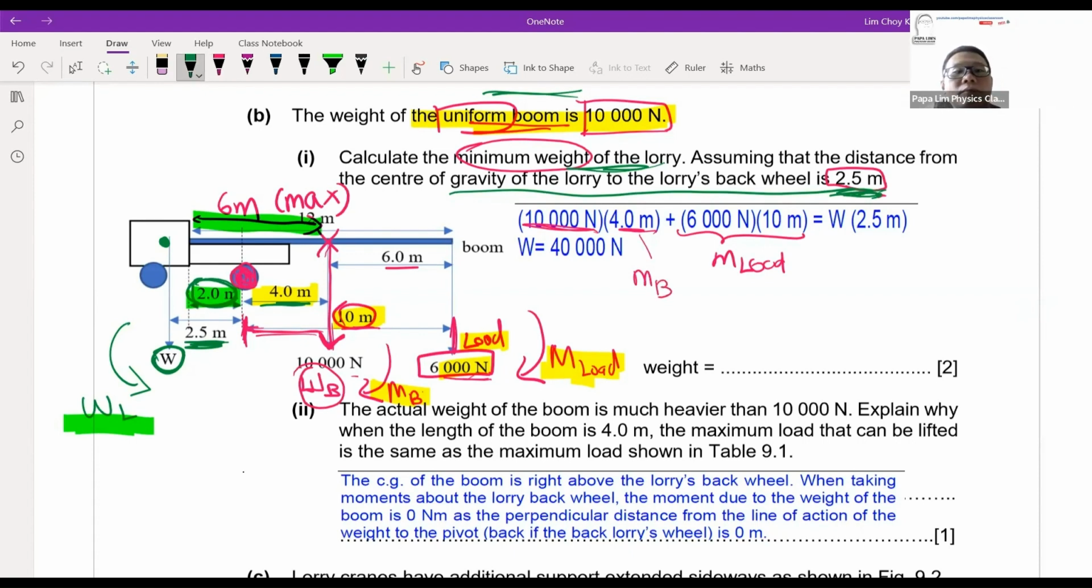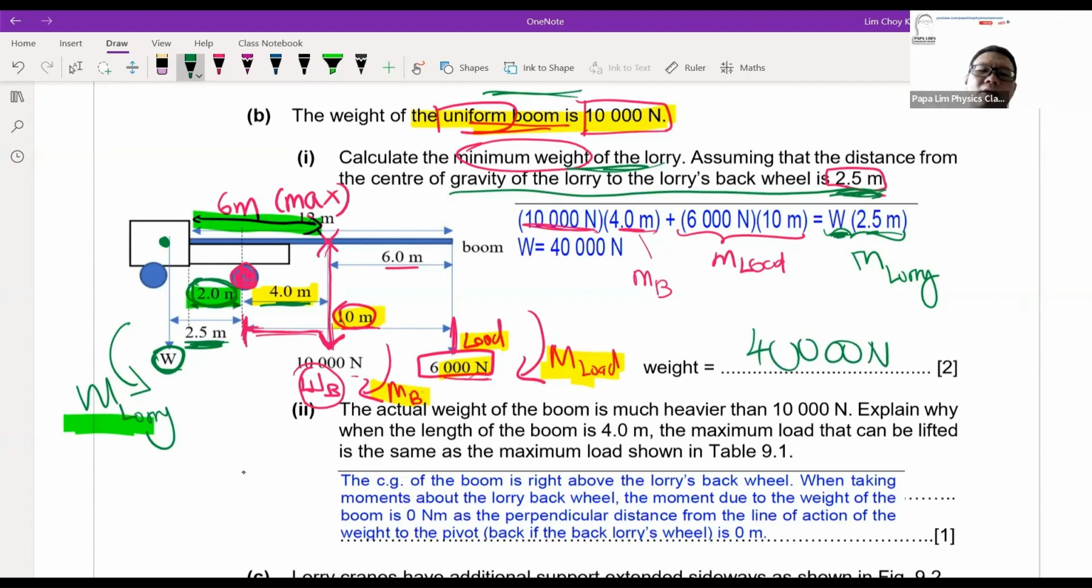Okay, you will balance these out with the moment by the lorry. So this is the moment of the lorry. It should be M, moment of the lorry. So the weight would be the force, and the distance will be 2.5. Once you have the equation, you go ahead and simplify, and you will find that the weight of the lorry will actually be 40,000 Newton. So that's why I know the answer here will be 40,000 Newton.